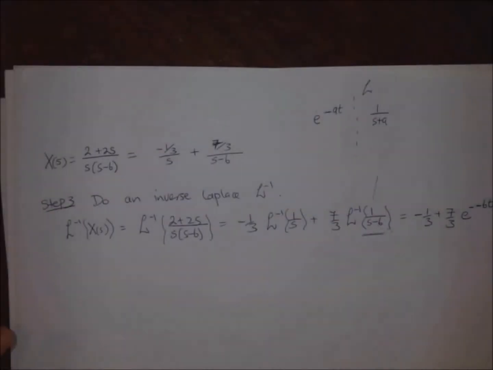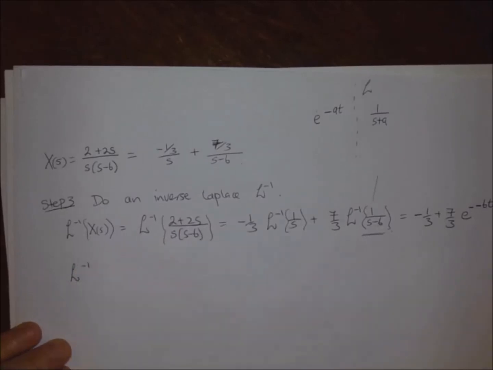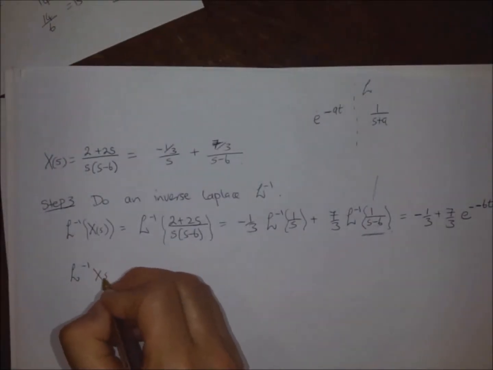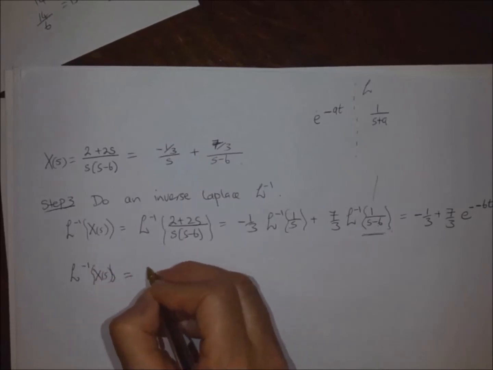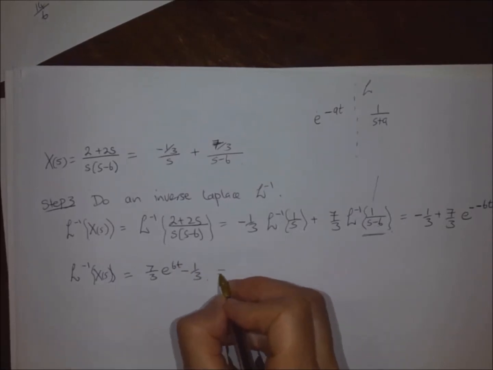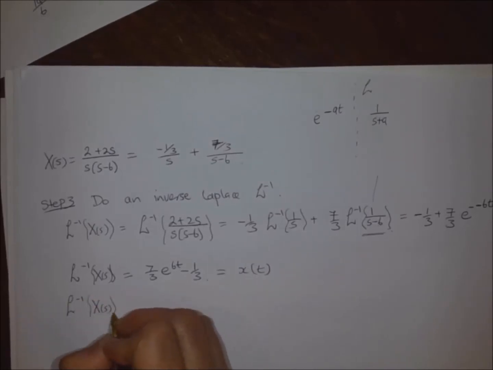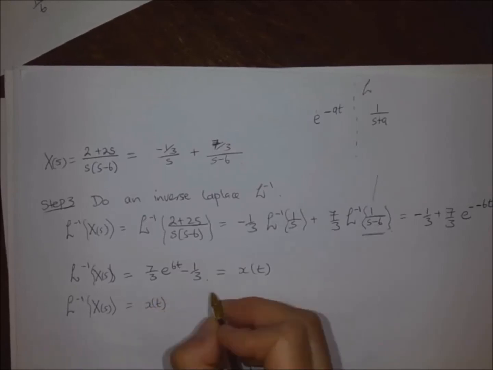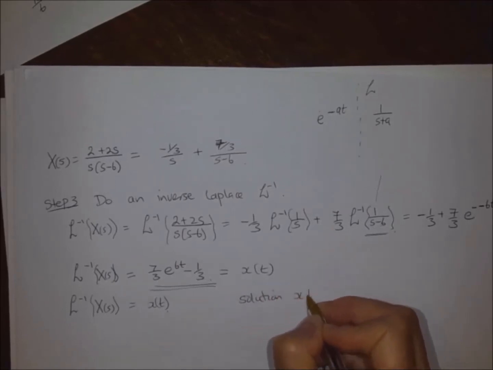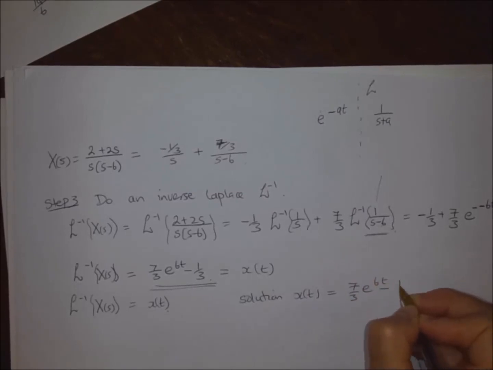So we now have that the inverse Laplace of X of s, from the original question, is equal to 7 over 3 e to the 6t minus 1/3. That is actually now X of t, because when you do the inverse Laplace of X of s, you get X of t. So this is the solution. X of t is equal to 7 over 3 e to the 6t minus 1/3.